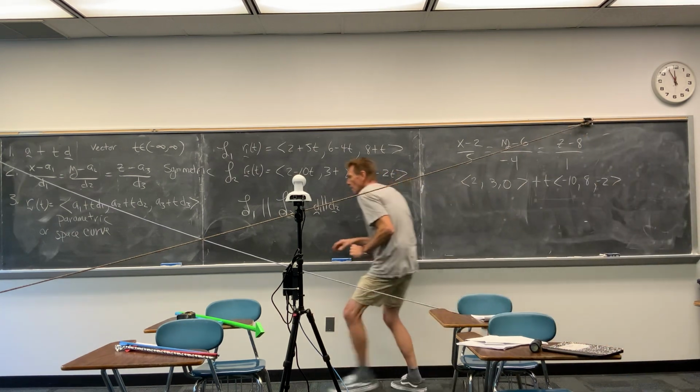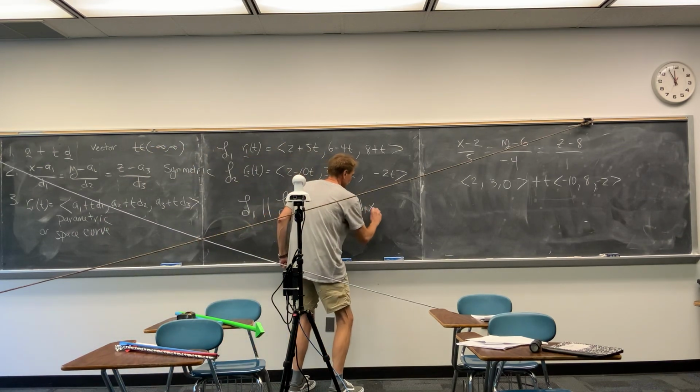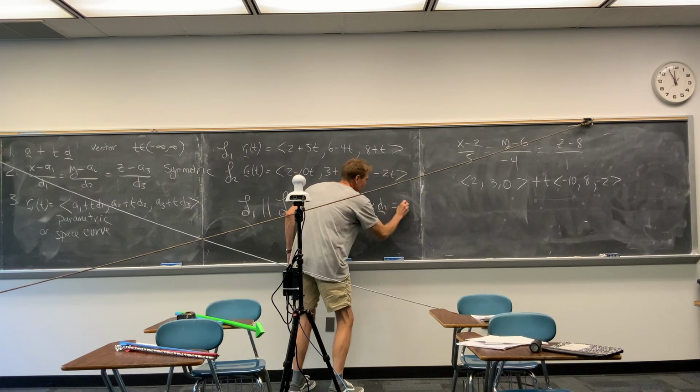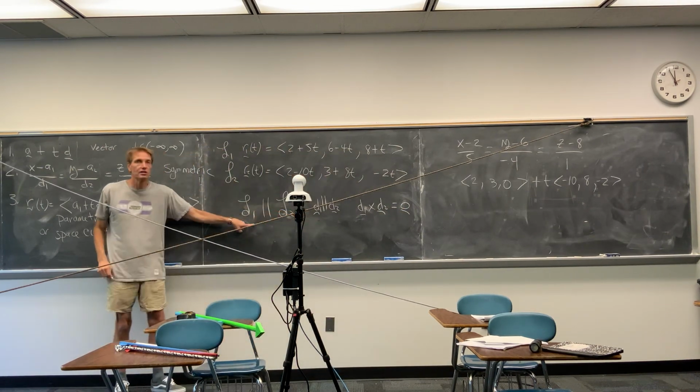If D1 cross D2 is the zero vector, that means my two direction vectors are parallel, which in turn implies my two lines are parallel.